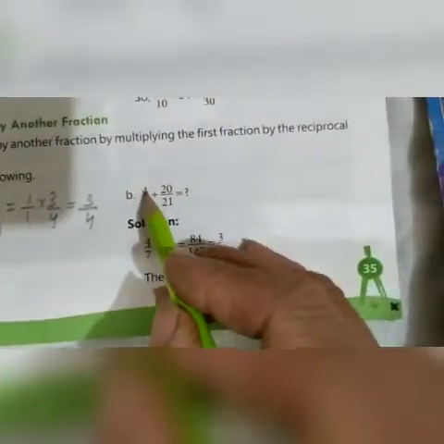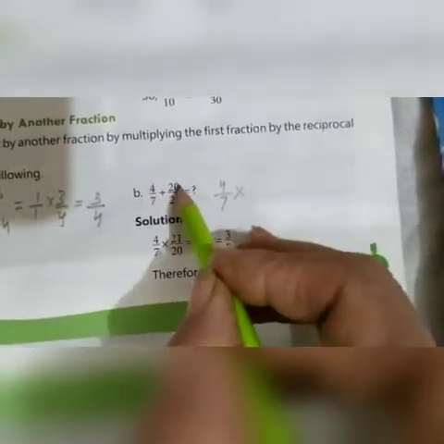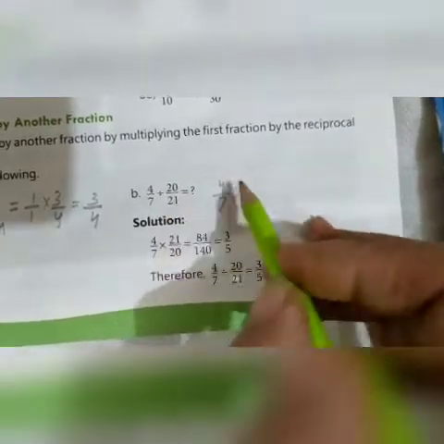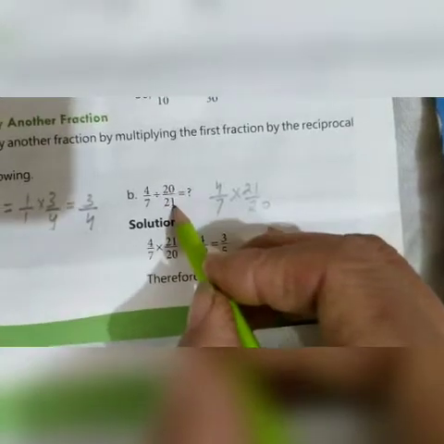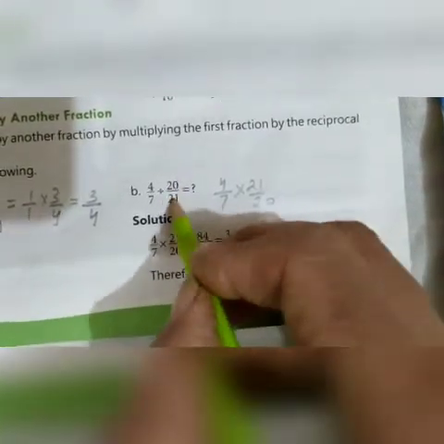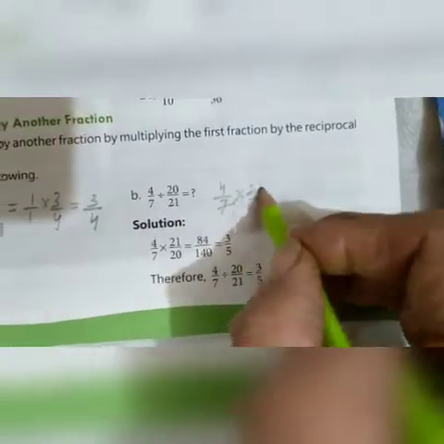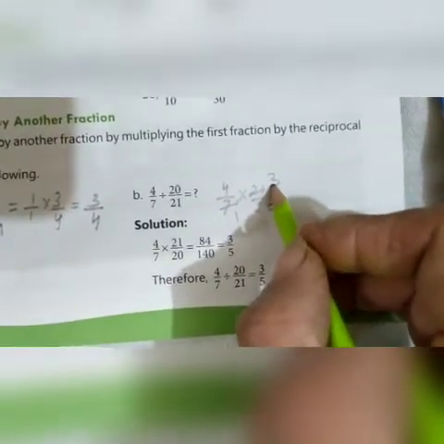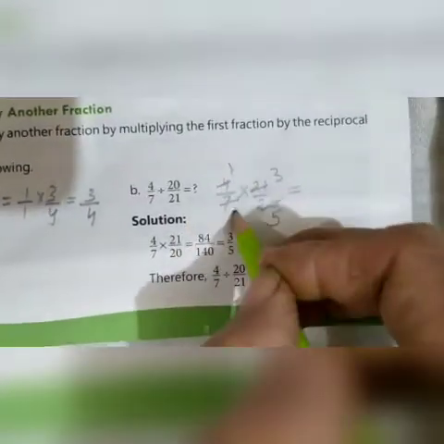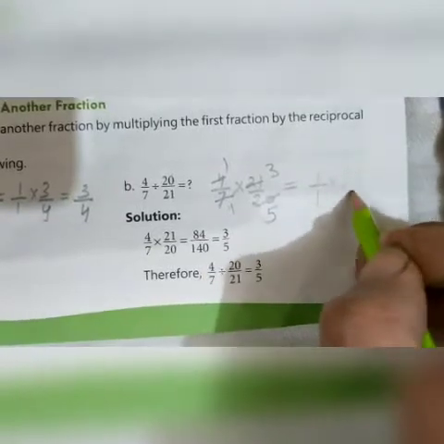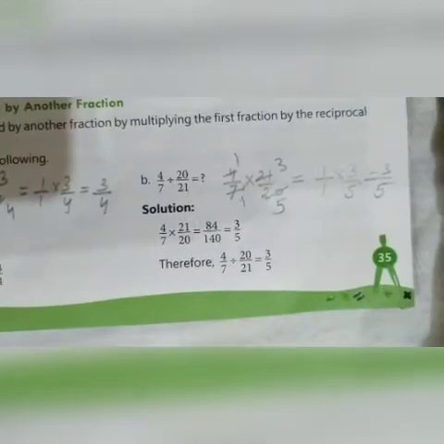Next example, 4 upon 7. Then change divide into multiply. Now the reciprocal of 20 upon 21 will be 21 upon 20. Reciprocal means write the numerator in the denominator and the denominator in the numerator. Now simplify if possible. 7 ones are 7, 7 threes are 21. 4 ones are 4, 4 fives are 20. Now it is 1 upon 1 into 3 upon 5. Multiply it. 3 ones are 3 upon 5 ones are 5. Clear?